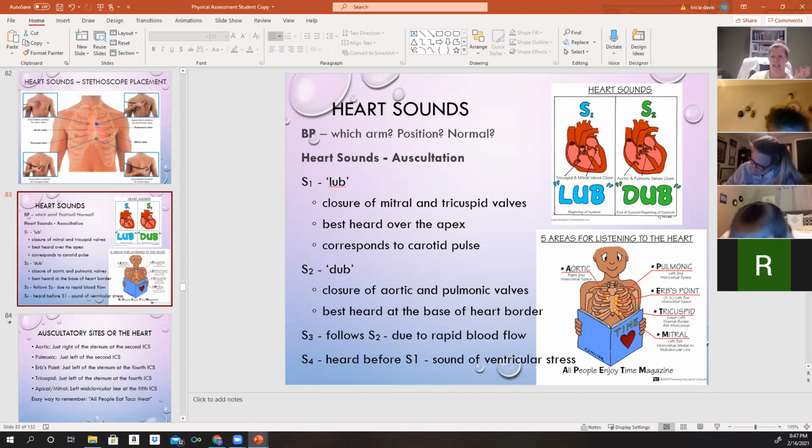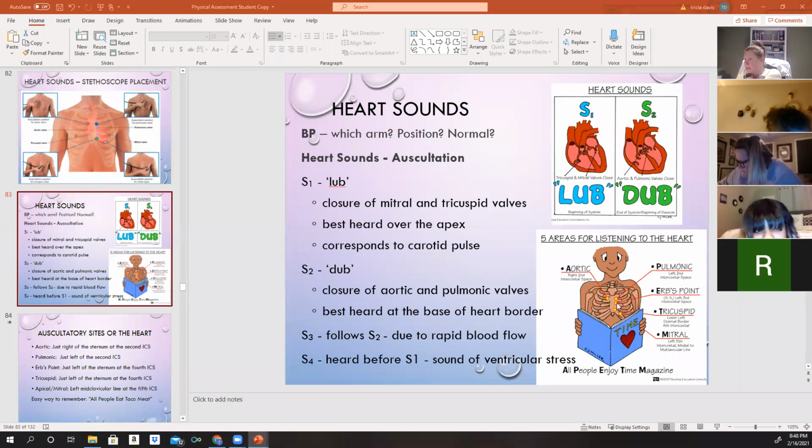The dub is closure of the aortic and the pulmonic valves, best heard over the base of the heart border. So if you know where these are, you know exactly where to listen. So you guys need to be familiar with this. S3 is always going to follow S2. That makes sense, right? 3 comes after 2. That's due to rapid blood flow. And then S4 is going to be heard before S1. There are a lot of different things that cause that. We won't go into that.